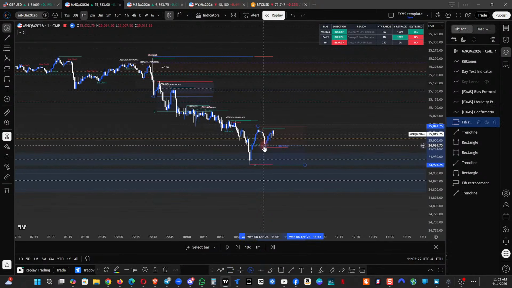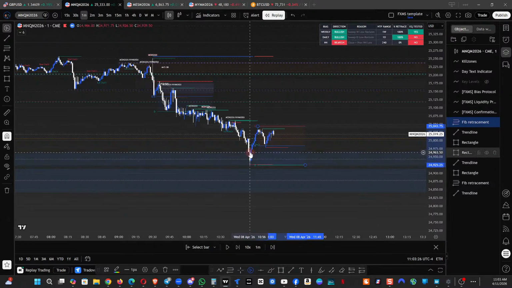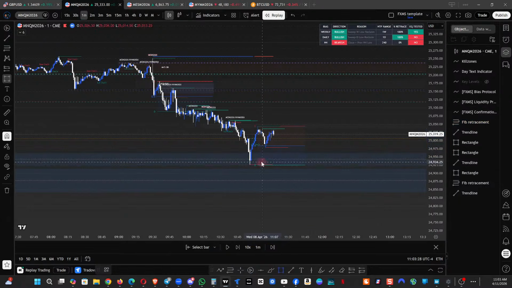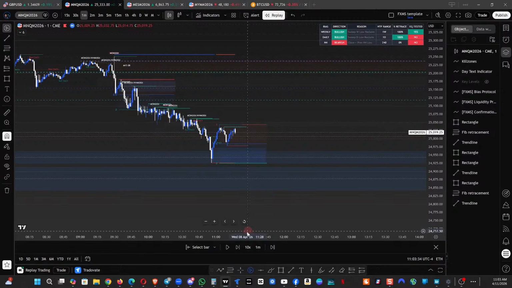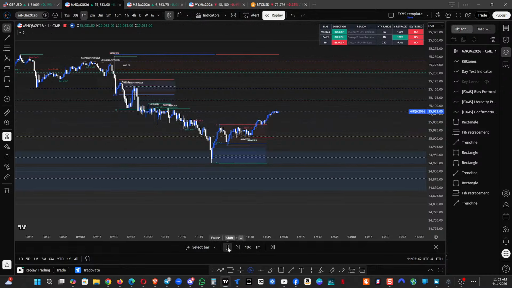We have now some liquidity right here, and we have a nice point of interest, which is this order block right here. Okay, let's see if we get our setup. Does it come back down in there? Nope, keeps going higher. Okay, unfortunate, but that's the way it goes sometimes.